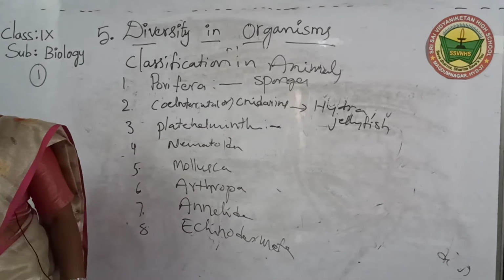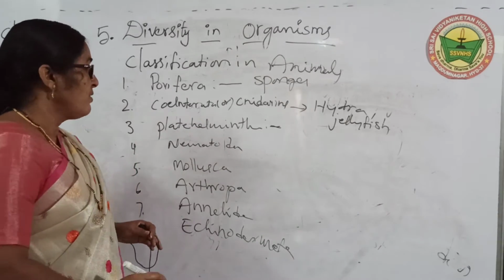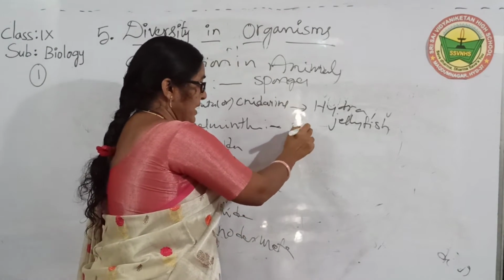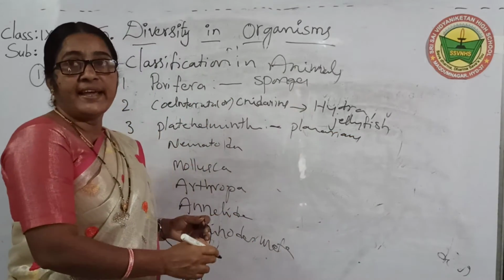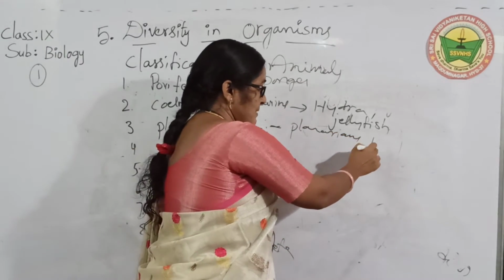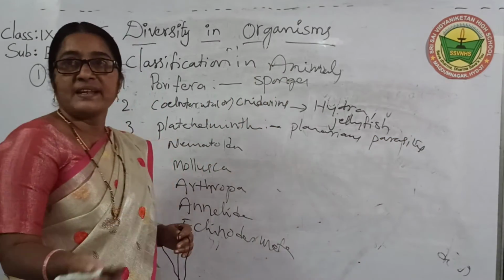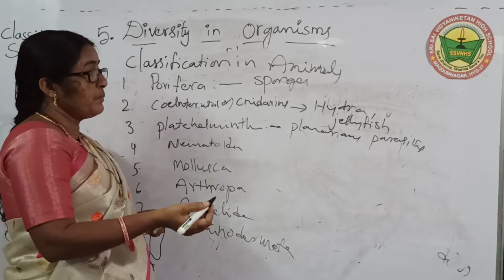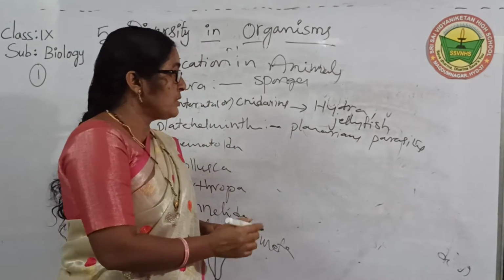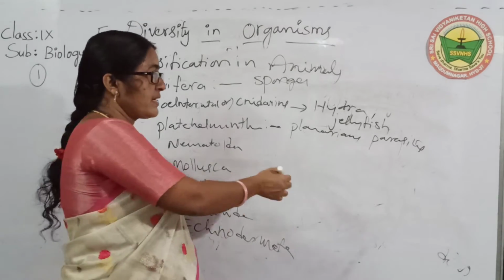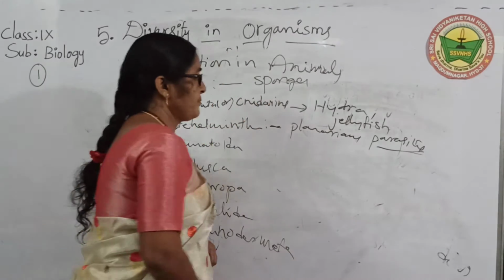Here in Platyhelminthes there are many examples. What are those? Planarians. Otherwise they are called parasitic organisms, parasites. What is the meaning of parasites? They live inside the body. Afterwards, they cause diseases. So they are called parasites.